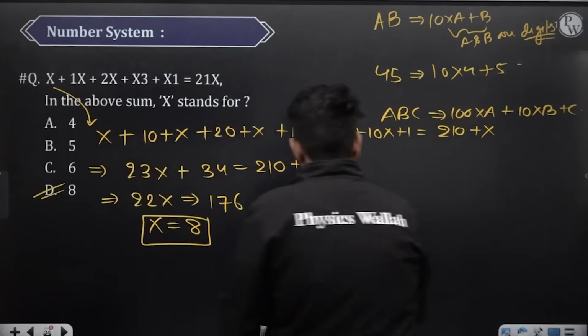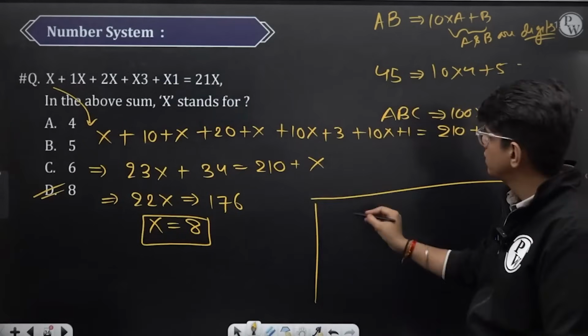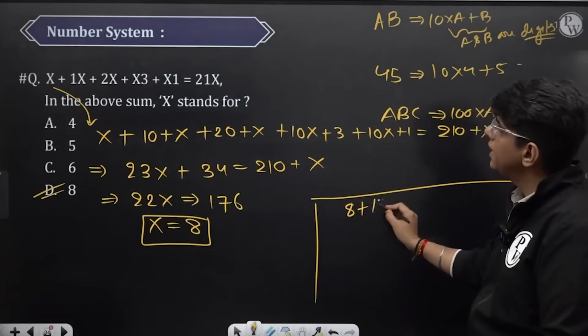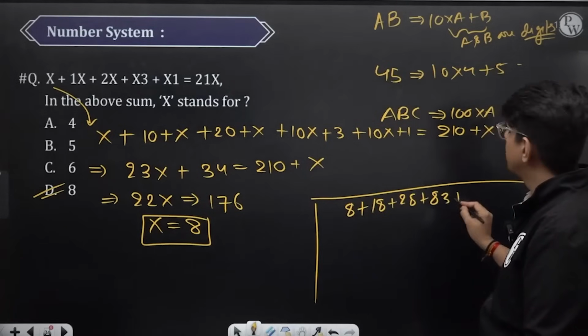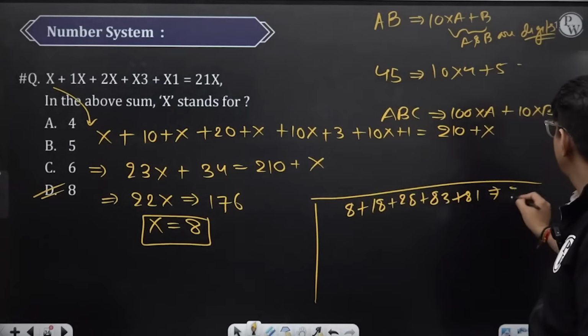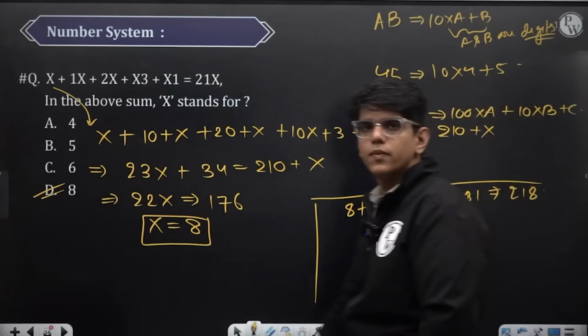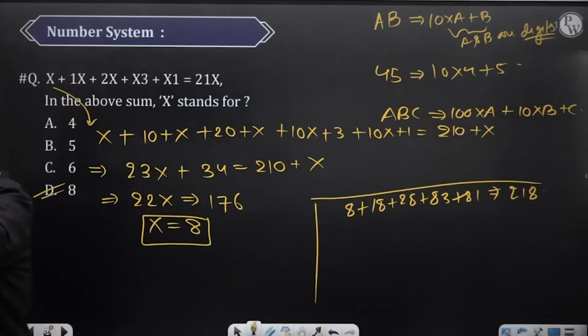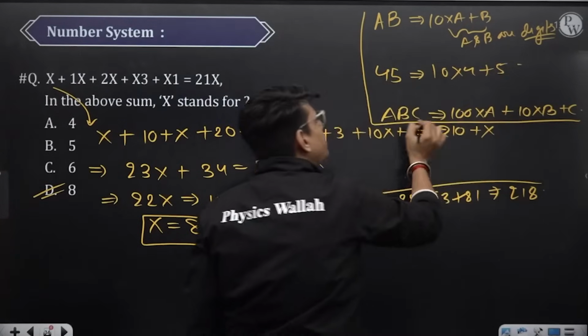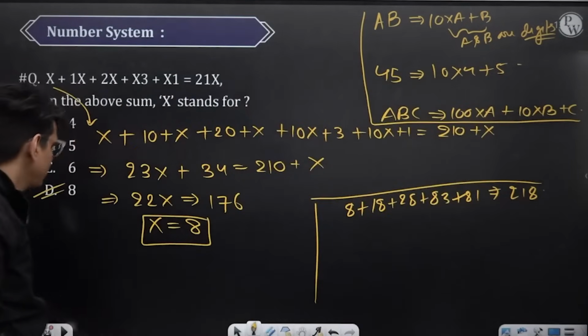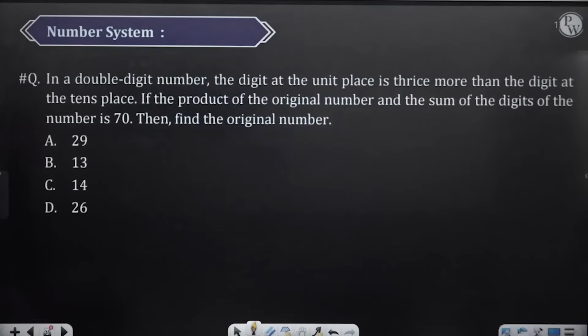If you do this, look at this. 8 plus 18 plus 28 plus 83 plus 81. You will get 218. You can check it. Right? So you can solve these questions like this. Remember this thing. AB can be represented as this and ABC can be represented as this. Let's look at the next question.